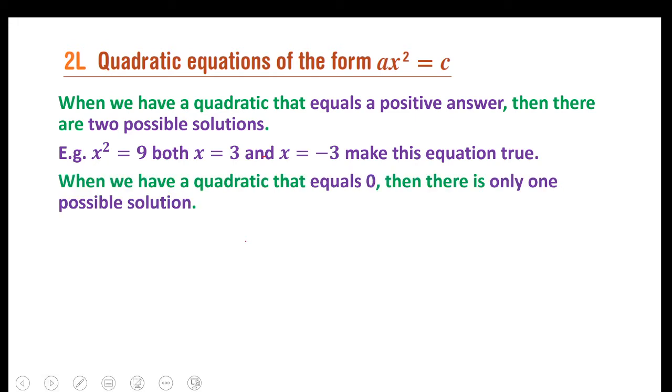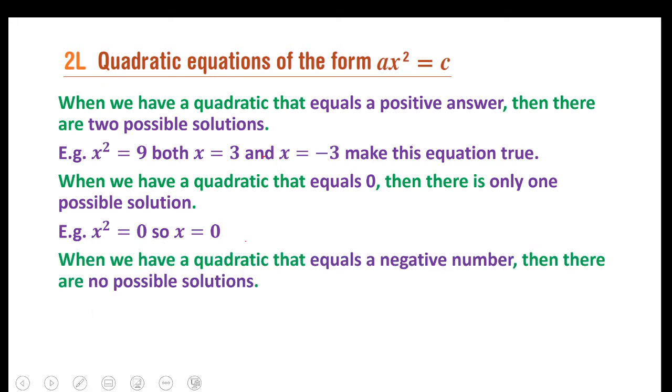Okay. When we have a quadratic that is equal to 0, so for example, x squared is equal to 0. Okay. How many solutions are there to that? Well, it's quite easy. There's only one. Okay. And what is that possible solution? What number times by itself is equal to 0? 0. X squared is equal to 0, so x must be equal to 0.